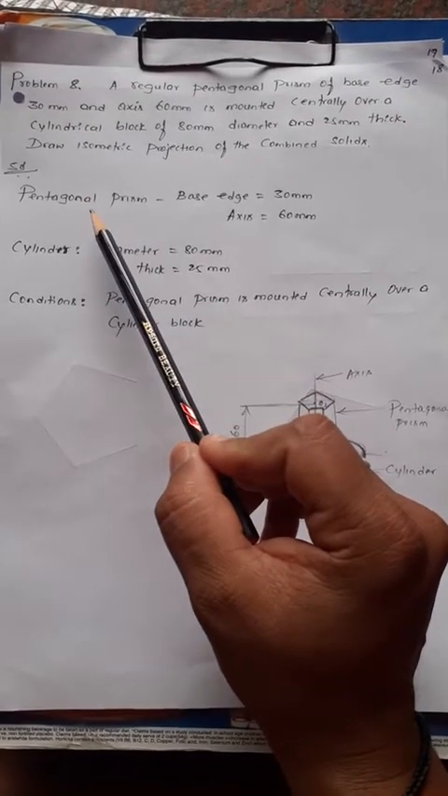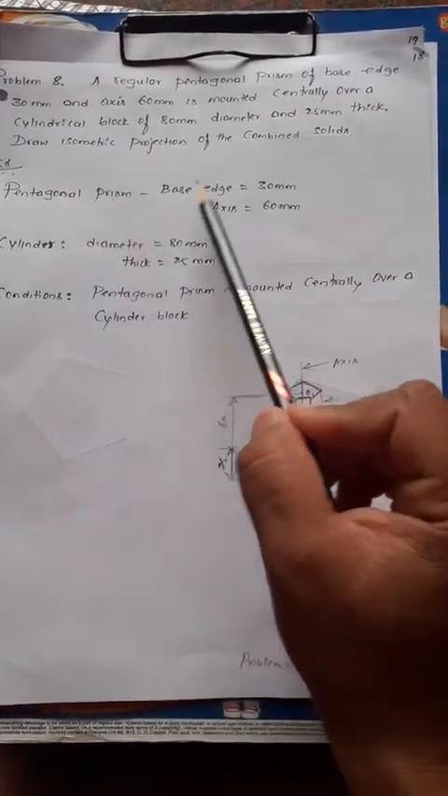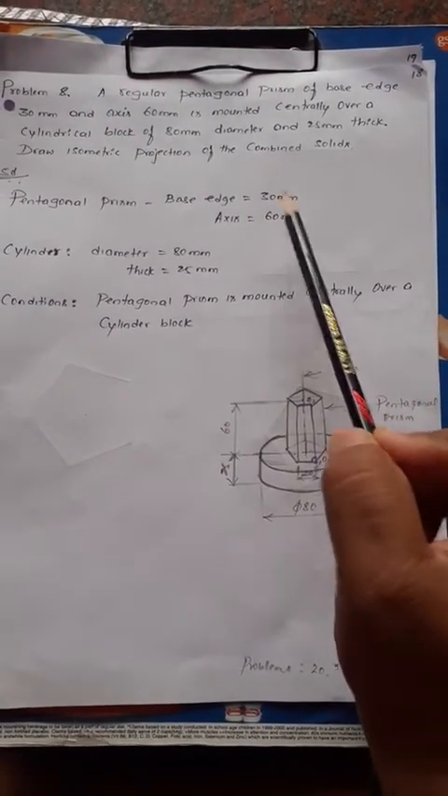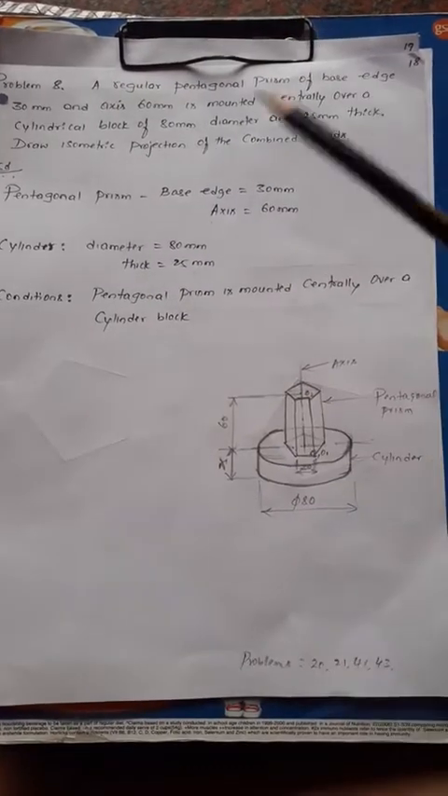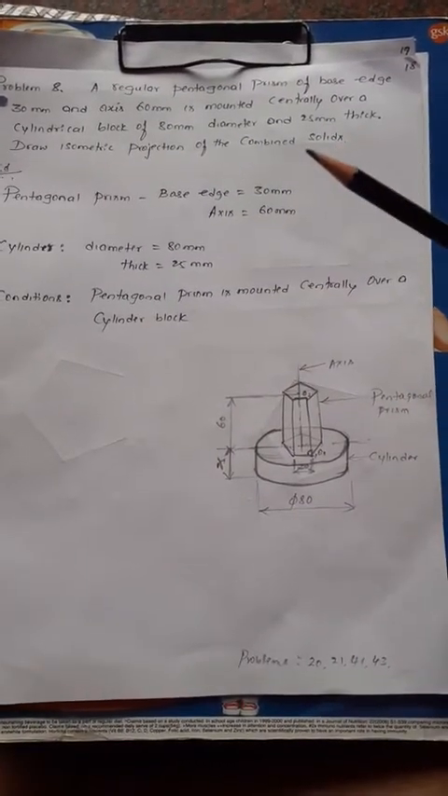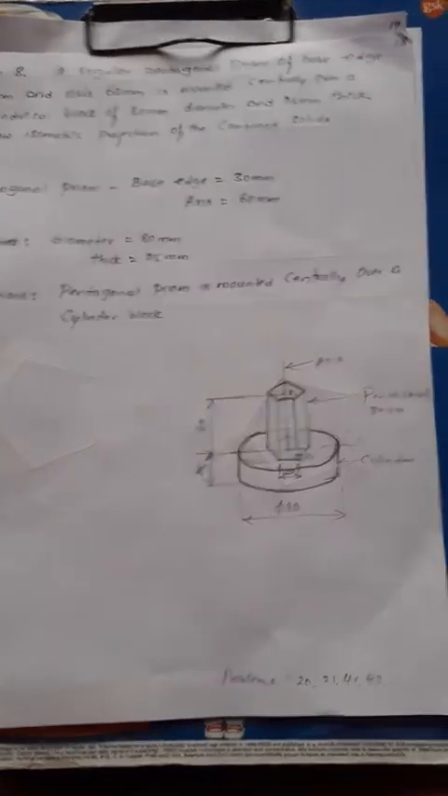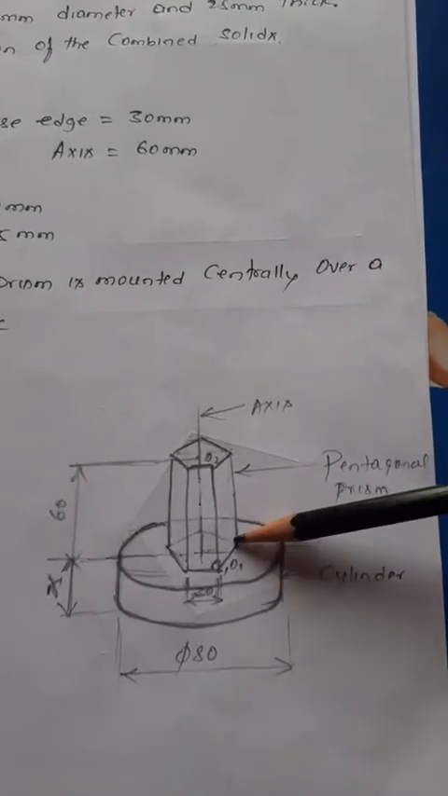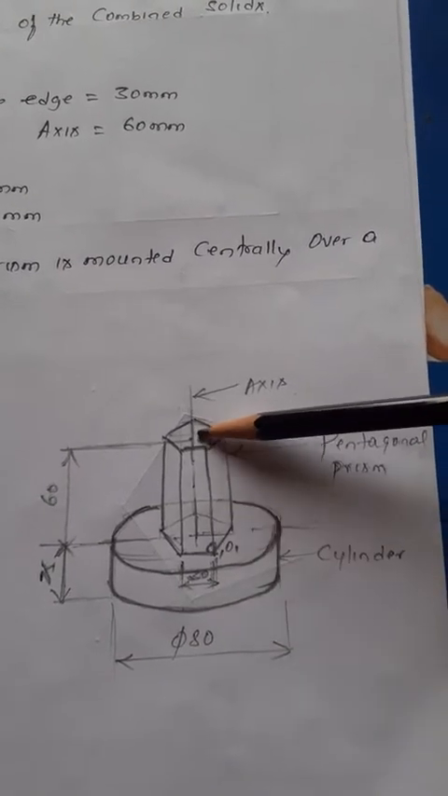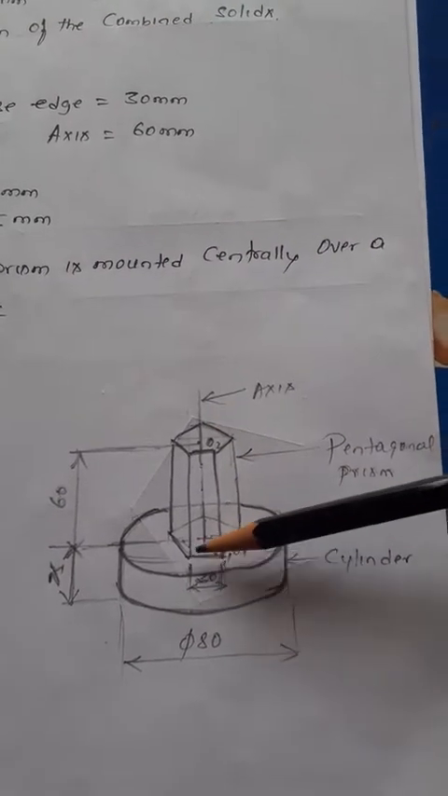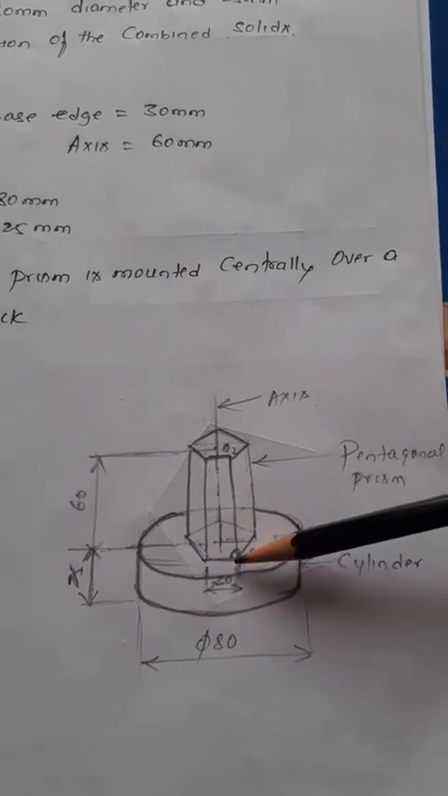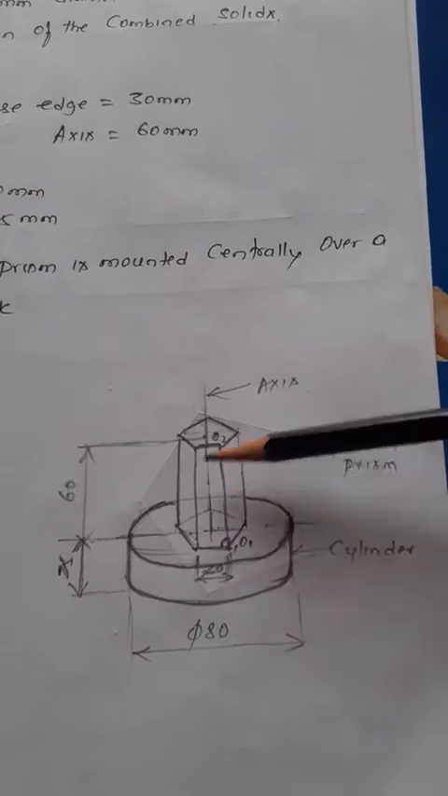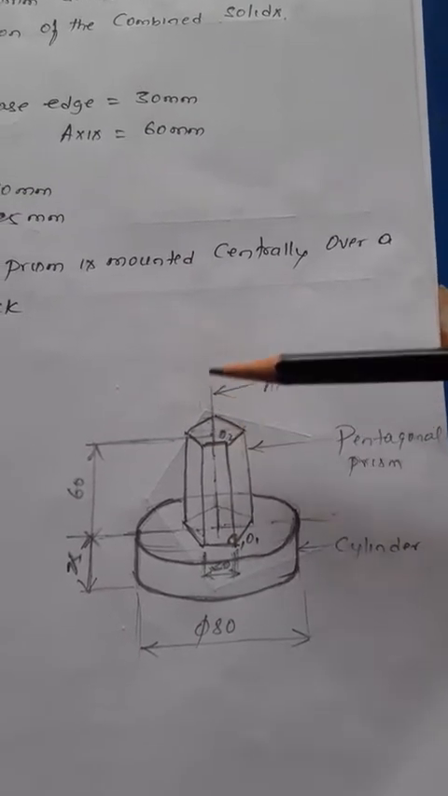One is a regular pentagonal prism of base sides 30 mm, axis is 60 mm. As you know, the prism has both a bottom face and a top face connected by rectangular faces. Now see, this is a pentagonal prism having a bottom face and top face. What is the size? Base edge is 30 mm, right? And the axis length is 60 mm, right?